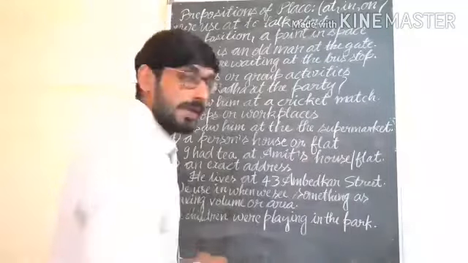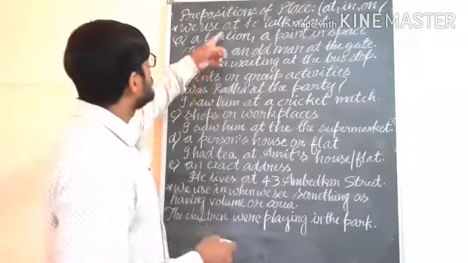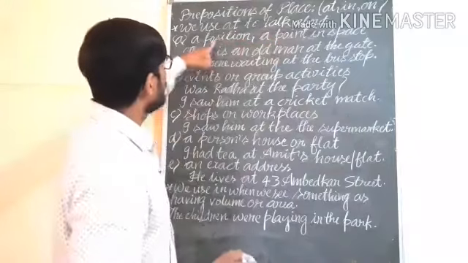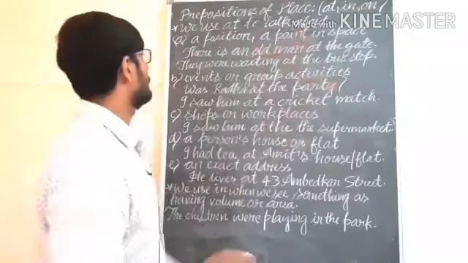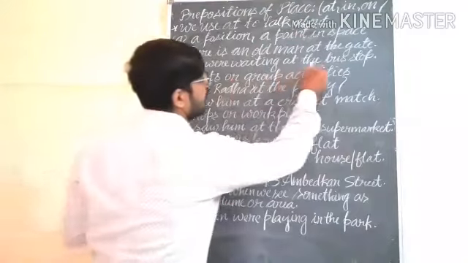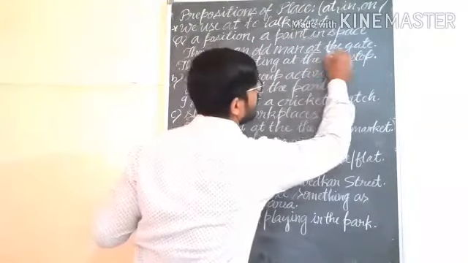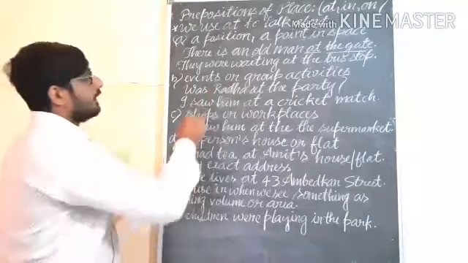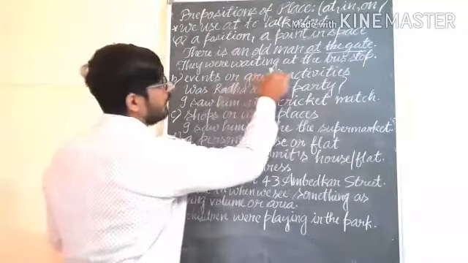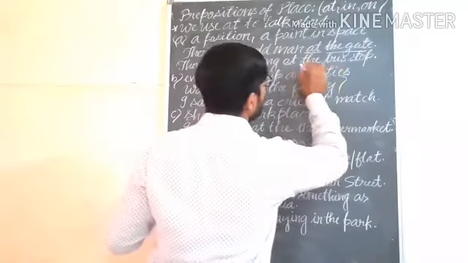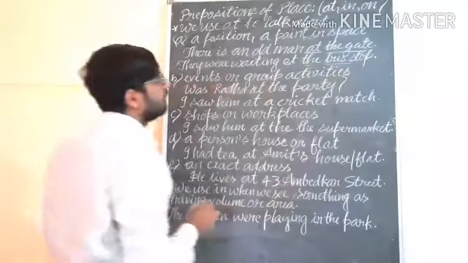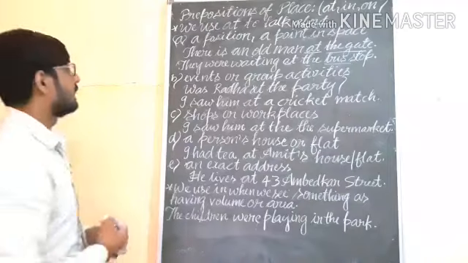Dear student, come here. We use at to talk about a position, a point in space. There is an old man at the gate. At the gate: position. They were waiting at the bus stop. At the bus stop. We are using at for a point in space.